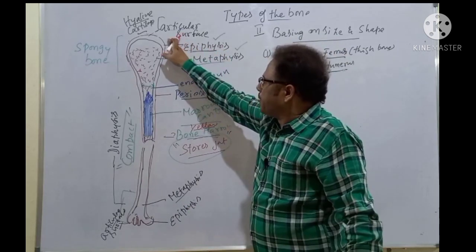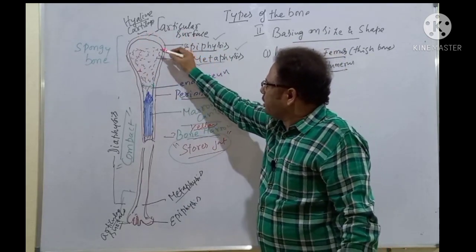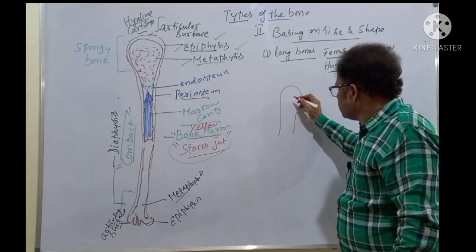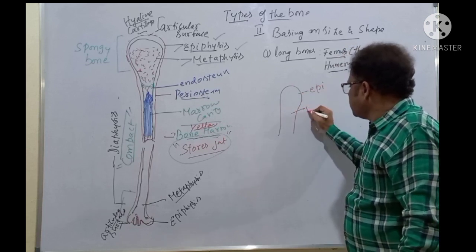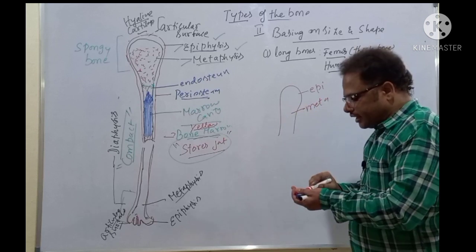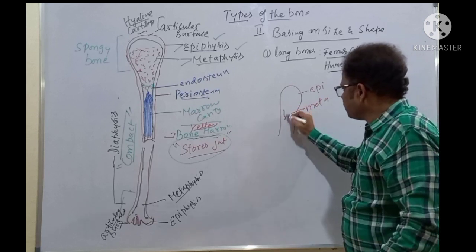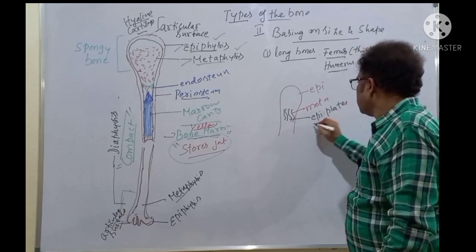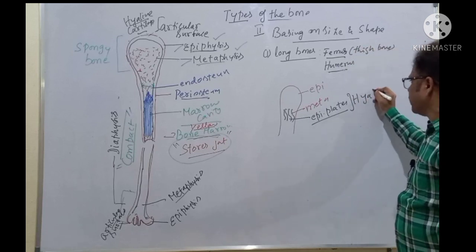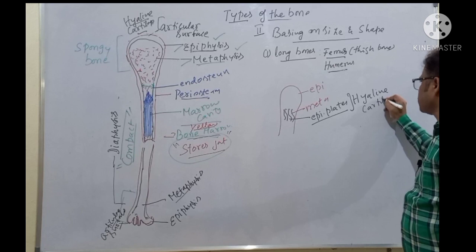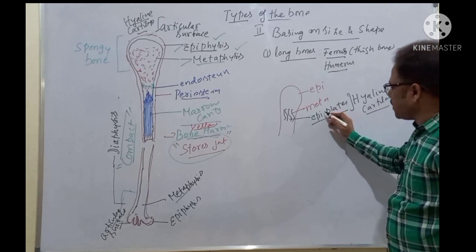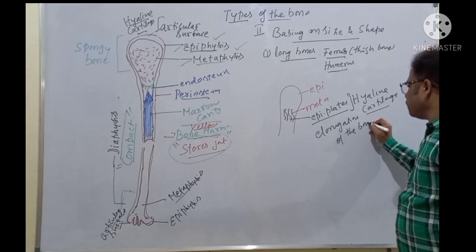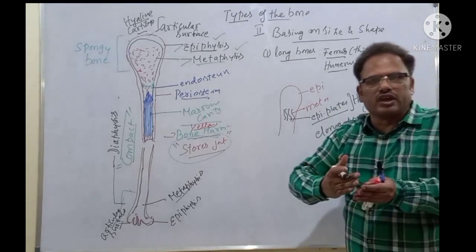I told you that this expanded surface is called the epiphysis, and here is the metaphysis. For example, I am drawing a rough diagram again. So this is the epiphysis, and what is this one? Metaphysis. The metaphysis contains the epiphyseal plates. The epiphyseal plates are made of hyaline cartilage. The epiphyseal plates are responsible for the elongation of the bone. If the bone is growing, it's because of the elongation at the epiphyseal plates.